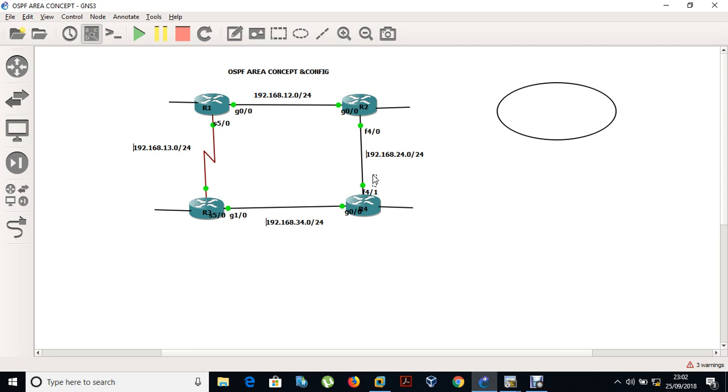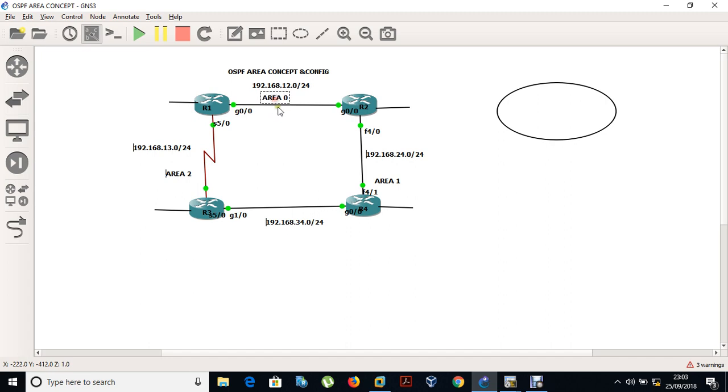So if we make this one area 1, which I'm going to do now, and if I make these 2 links right here area 0, and let me put this guy here as area 2. I'm going to make this guy area 2. Okay, so I make this guy area 1, and these 2 links right here area 0.